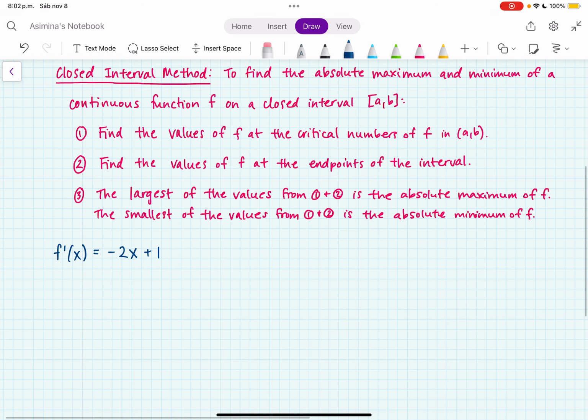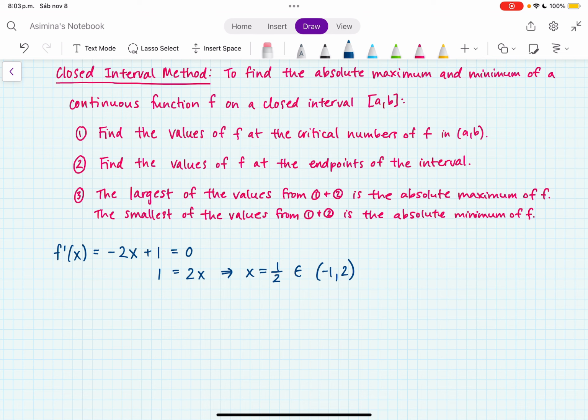Now, to find the critical numbers, I need to set this equal to 0. So I can add 2x to both sides. So we have 1 equals 2x, and I can divide both sides by 2 to get x equals 1/2. Now we have to check, is 1/2 in the interval (-1, 2)? The answer is yes. So we want to evaluate f at that point.